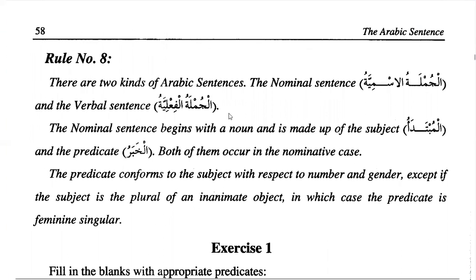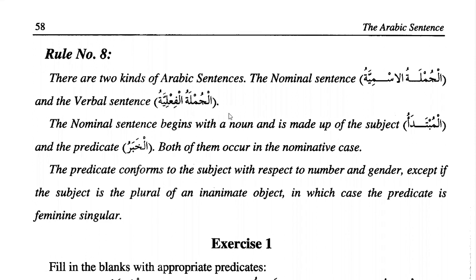There are two kinds of Arabic synthesis: the nominal synthesis, jumla ismiya, and the verbal synthesis, jumla al-fi'liya. The nominal synthesis begins with a noun and is made up of the subject, mubtada, and the predicate, al-khabar. Both of them occur in the nominative case. The predicate conforms to the subject with respect to number and gender, except if the subject is a plural of an inanimate object, in which case the predicate is feminine singular.